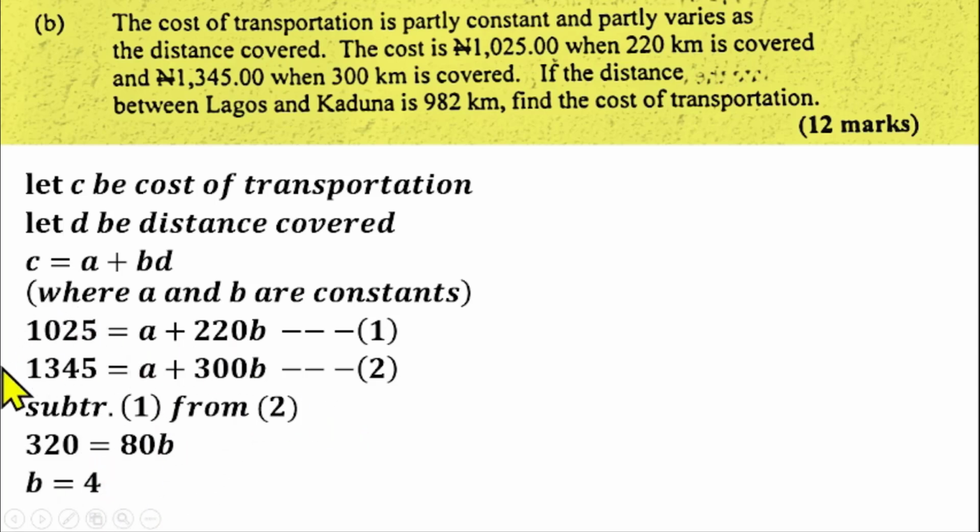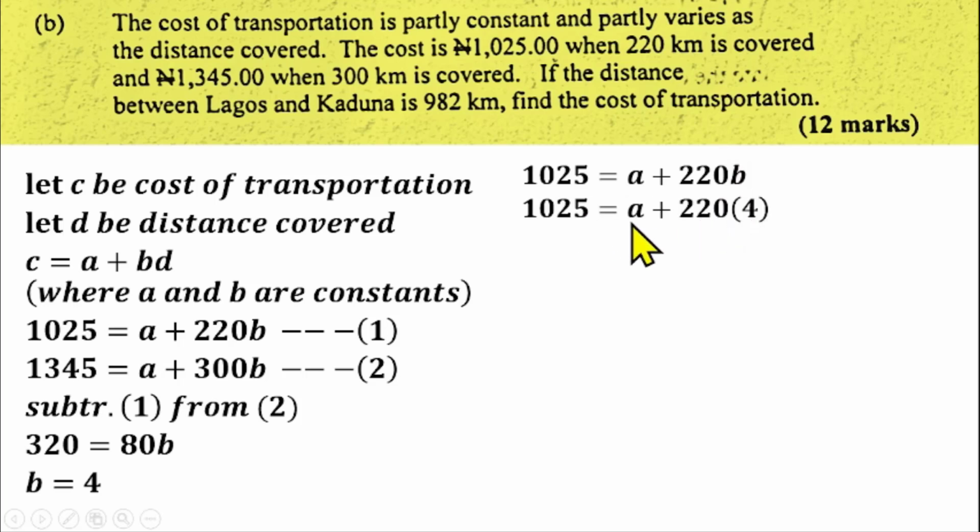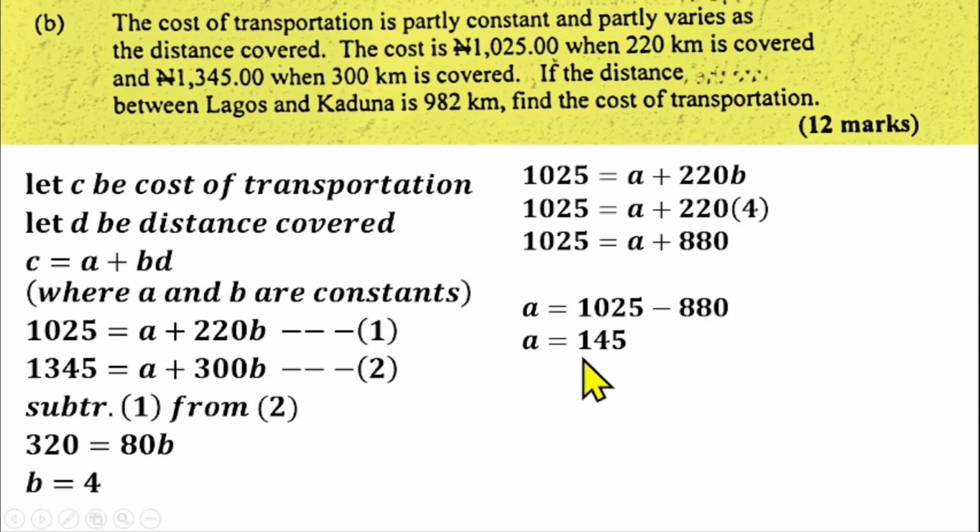You can now put that into equation 1 or equation 2 to find our A. If you go ahead and do that, we use equation 1: 1025 equals A plus 220B. Put your B here, then simplify: 1025 equals A plus 880. Collect like terms, A will be equal to 1025 minus 880, A equals 145. So we now know the values of the two constants.